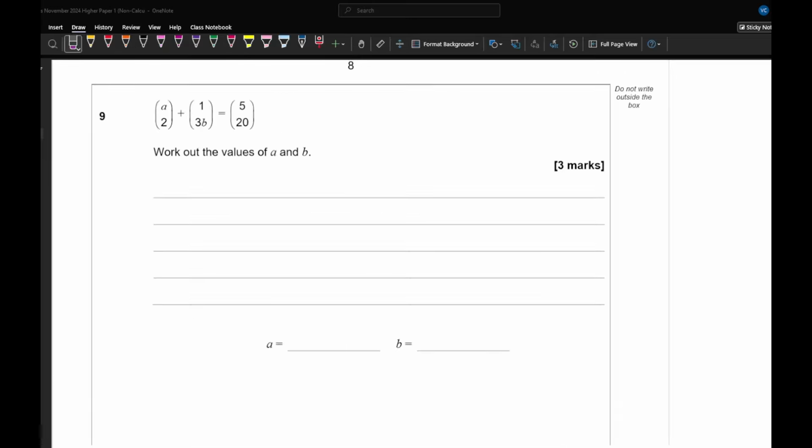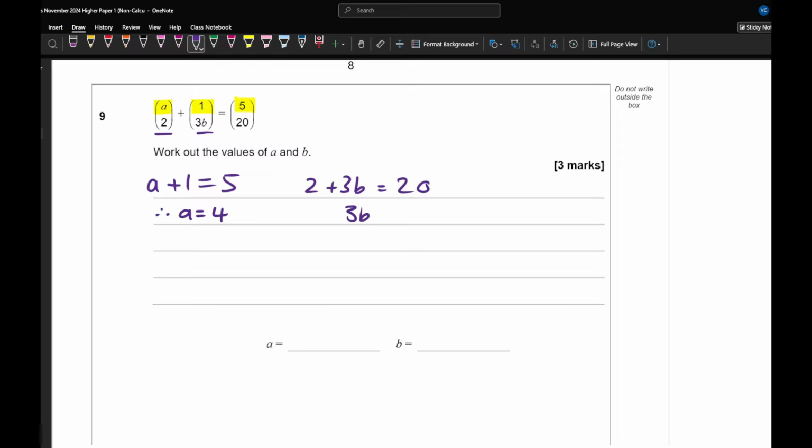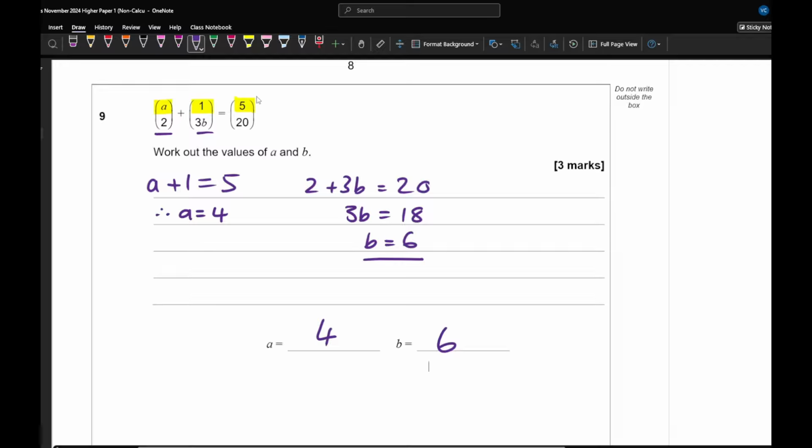So moving on to question 9, it is asking us to work out the values of a and b. Now for this, what we need to establish is that the top numbers will all equal what it should. So here what we have is a plus 1 equals 5. So if a plus 1 equals 5, a is going to equal 4. And then looking at the bottom numbers, we've got 2 plus 3b equals 20. So solving this equation, we take away the 2, in which we're left with 3b equals 18, giving us an answer of b equals 6. So we have a equals 4 and b equals 6.